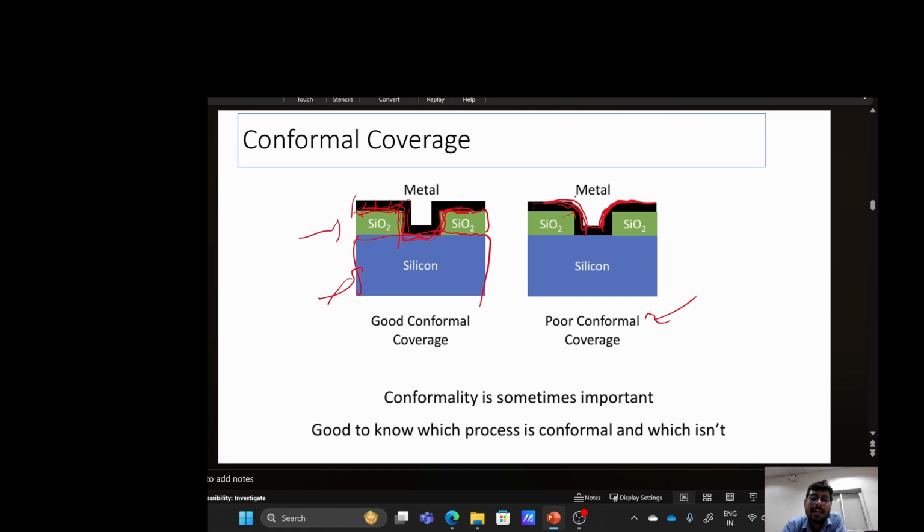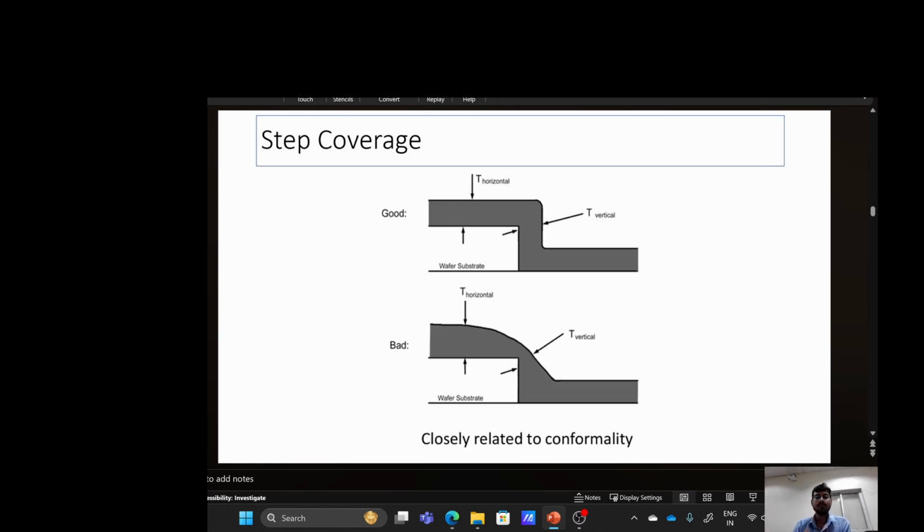it will get etched faster than that. Or if poor conformal coverage is there, if it is not coating at all at this position, then this connection will get broken and there won't be any continuous flow of charges. That will also kill your device. So the step coverage is nothing but the same as the conformal thing.